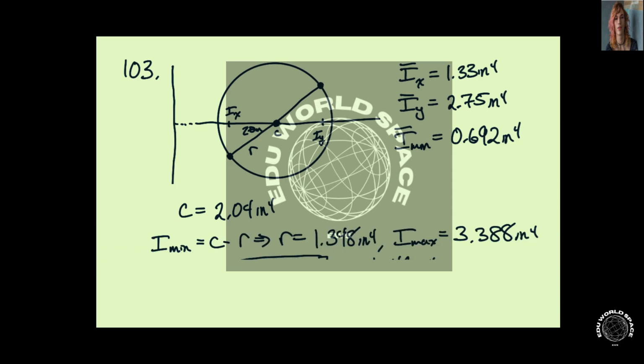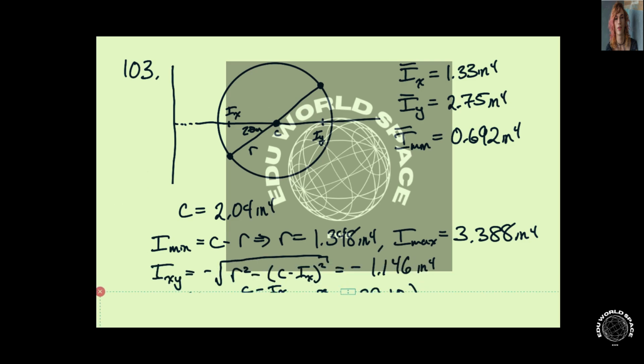The radius, so we know that the minimum here is the center minus the radius, so that gives us that the radius is 1.348 inches to the fourth. And so once we know the center and the radius, we can get the maximum is 3.388 inches to the fourth.